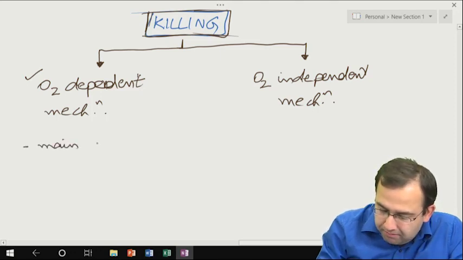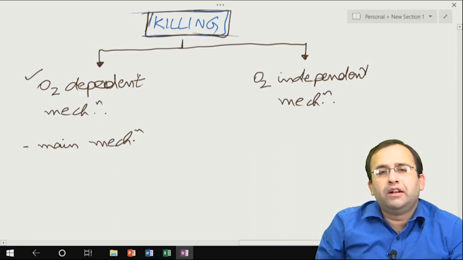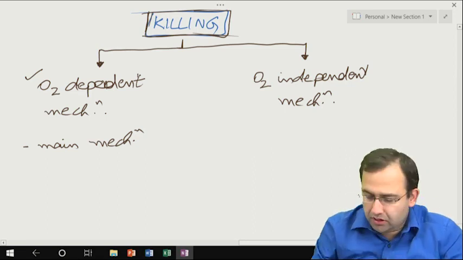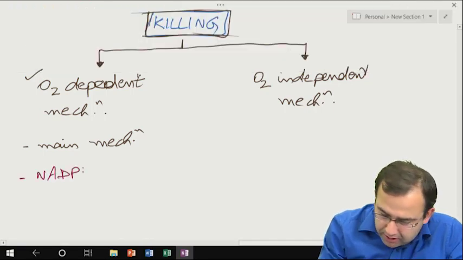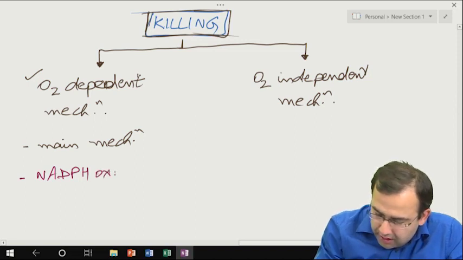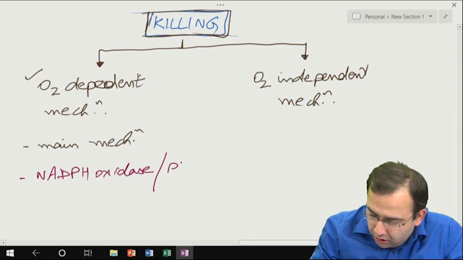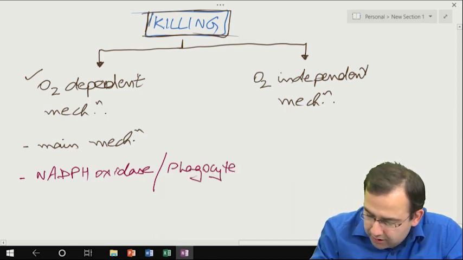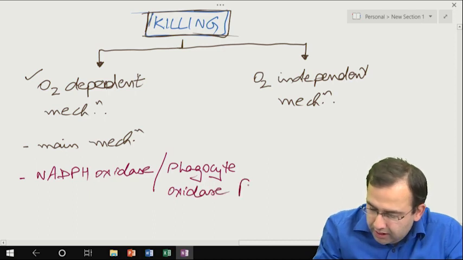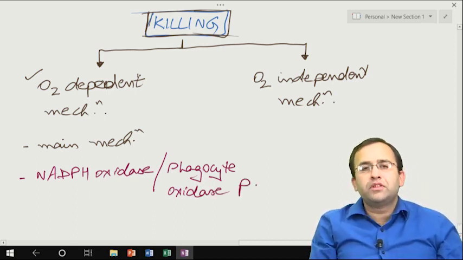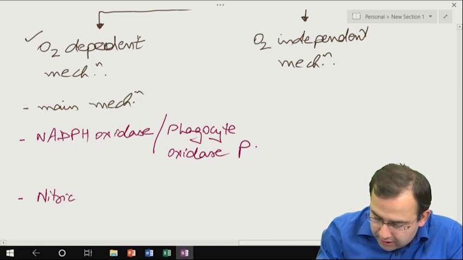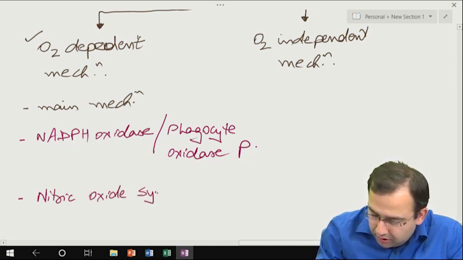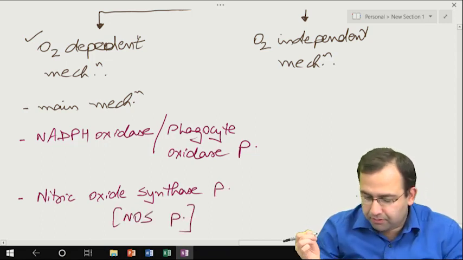This is the main mechanism of killing, and there are two main pathways for oxygen dependent killing, which are the NADPH oxidase, also called the phagocyte oxidase pathway, and the next is the nitric oxide synthase pathway, also written as NOS pathway.